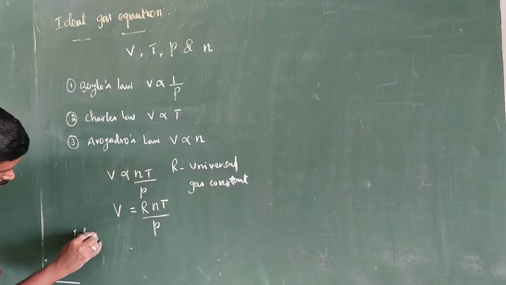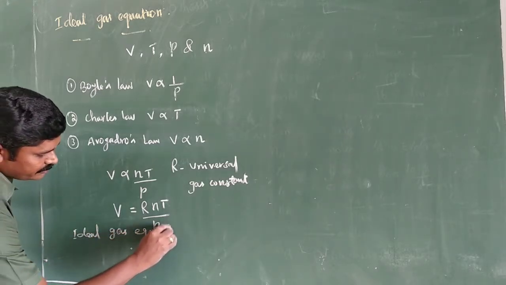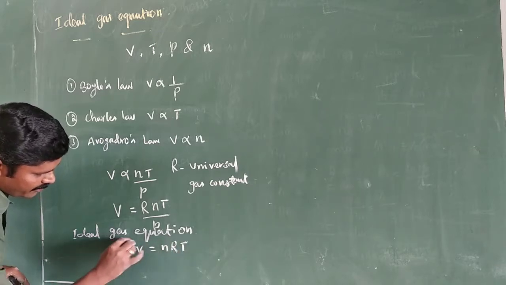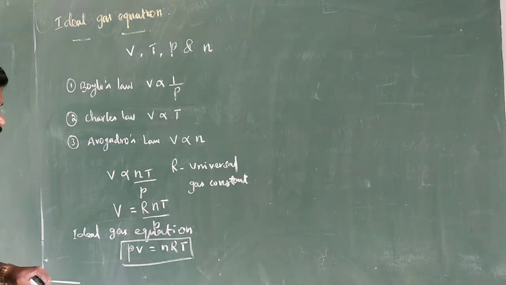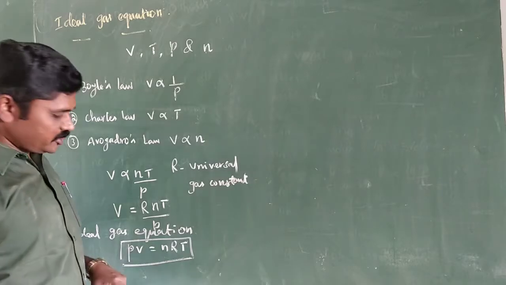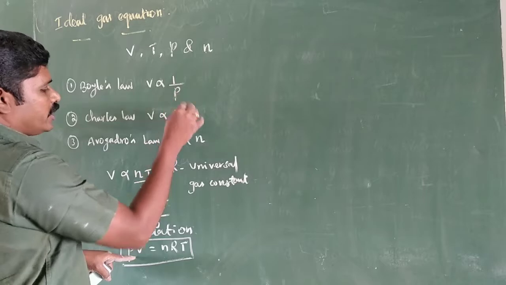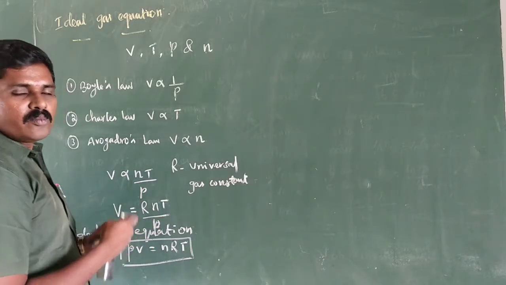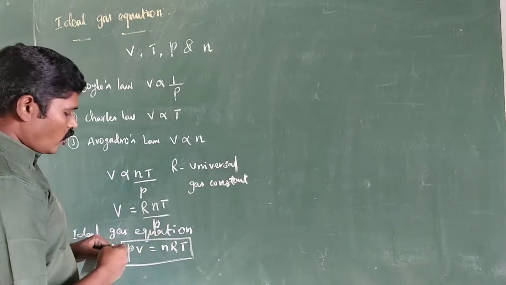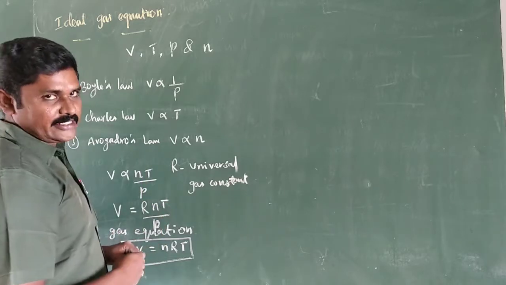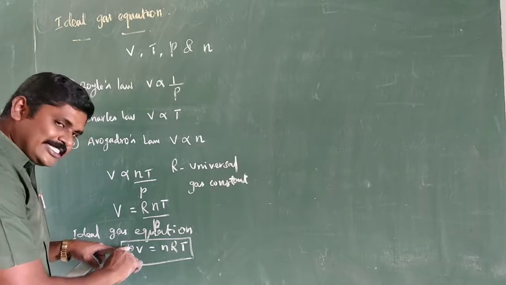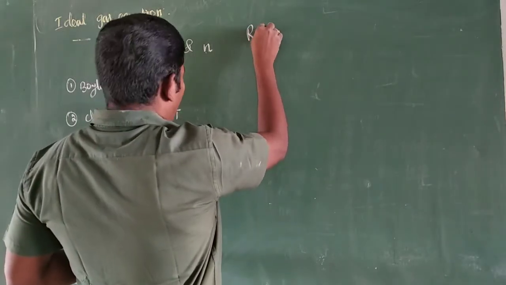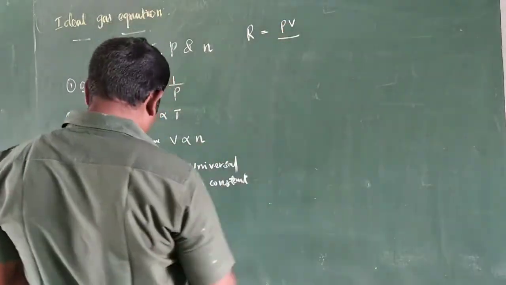The ideal gas equation is PV is equal to nRT. PV is equal to nRT is the ideal gas equation. Already you know that the unit of pressure differs in different conditions: atm, bar, pascal, millimeter mercury. Pressure has different units, so when the unit of P changes, the R value also changes. So R is equal to PV by nT.